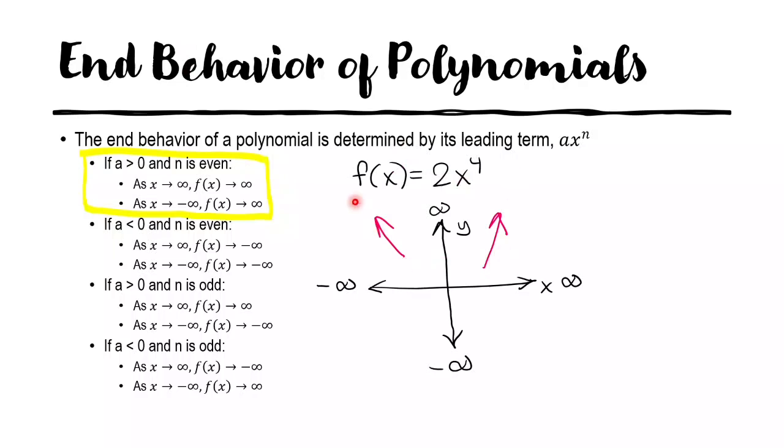We are going to see both ends of the graph going up. We can describe that in mathematical notation by saying as x goes to infinity, so that is talking about the right side of the graph, f of x, the y values go to infinity. That's just a mathematical way of saying on the right side of the graph, the arrow points up. As x goes to negative infinity, that means the left side of the graph, f of x goes to infinity, the graph goes up. So positive coefficient, even exponent, both ends go up.